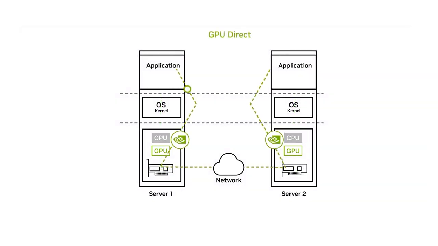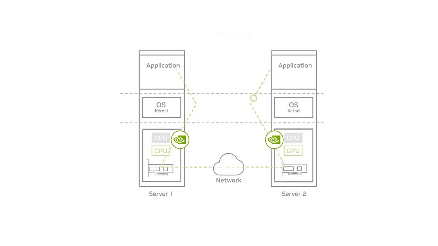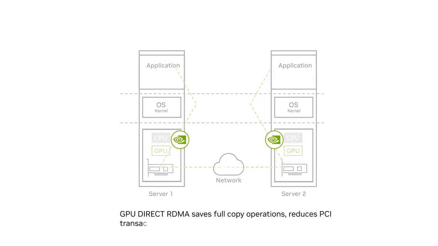With GPU Direct RDMA, the process is simplified. Packets are received by the host channel adapter and sent directly to the GPU for processing. To summarize, GPU Direct RDMA saves full copy operations, reduces PCI transactions and CPU usage, and improves end-to-end latency.